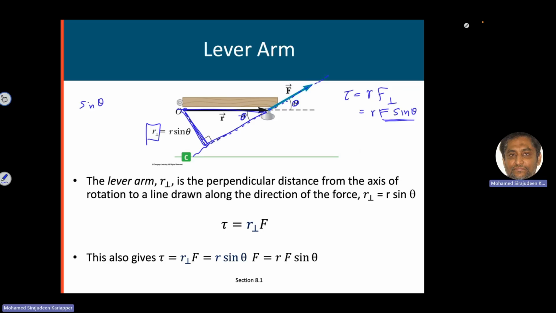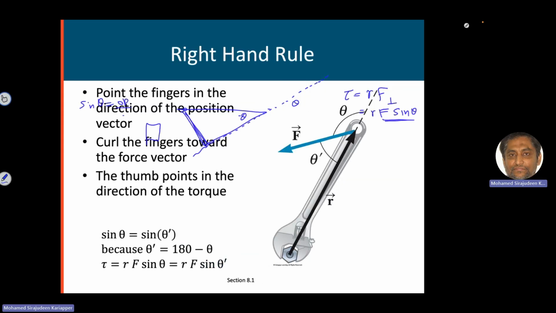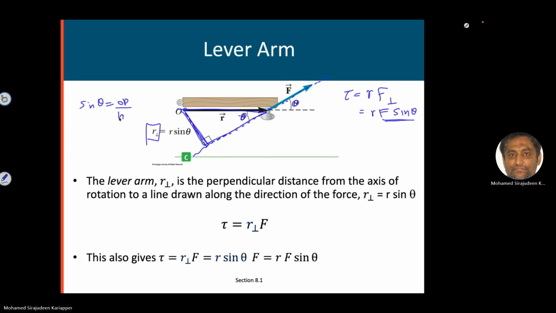sine theta is equal to opposite divided by hypotenuse. Opposite is equal to R perpendicular, hypotenuse is equal to R. Therefore, R perpendicular is equal to R sine theta. I am proving that the perpendicular distance of the force to the pivot point is equal to R sine theta.